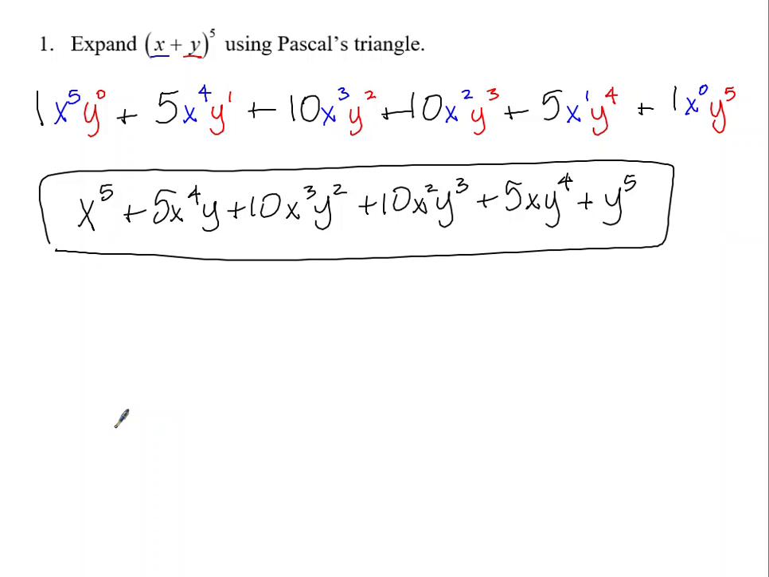If you prefer to multiply it all out, by all means go right ahead. The one thing to take note of is that in each term, the sum of the exponents is always the same. 5, 5, 5, 5, 5, 5. And it will always add up to whatever n is, whatever power we are raising the binomial to.